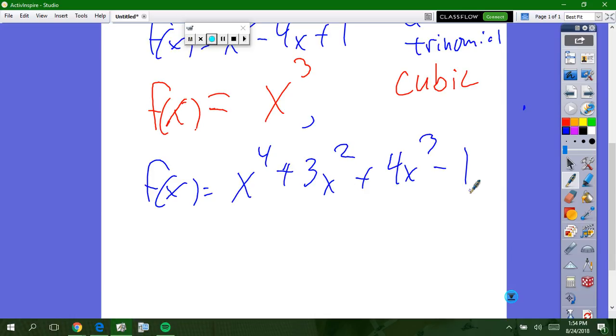Is that a polynomial? Yeah. What is it? Quartic is what we call it. After that, I don't know the words for them. They don't really use them. They use anything up to that. They call it fifth degree, sixth degree polynomial. Does that make sense? Okay.